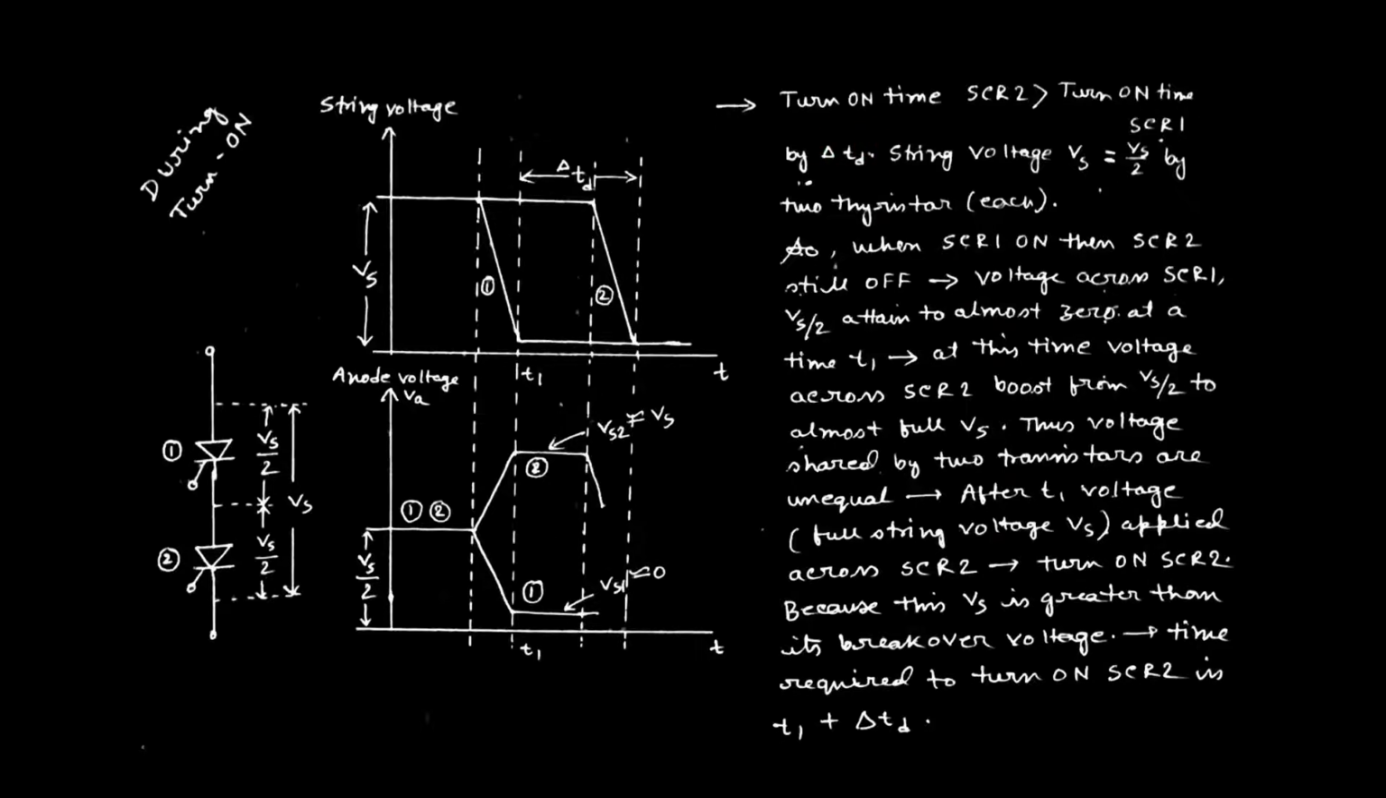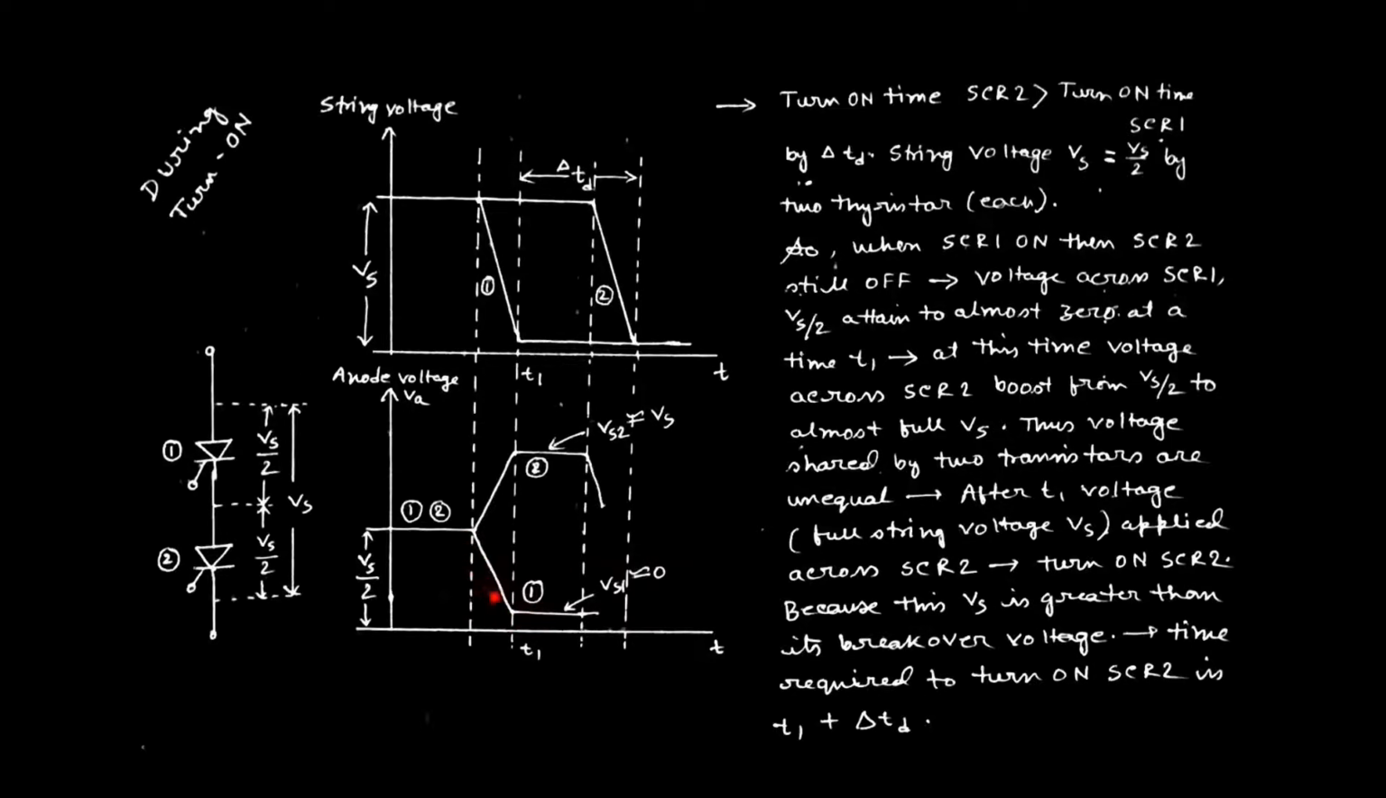So when SCR1 is on, then SCR2 is off, as we assume the turn on time of SCR2 is large with respect to SCR1. That means when SCR1 is turned on, SCR2 is still off. Once SCR1 is turned on, the voltage across it should be very low in magnitude, as any switch, when it starts working, behaves like a short circuit.